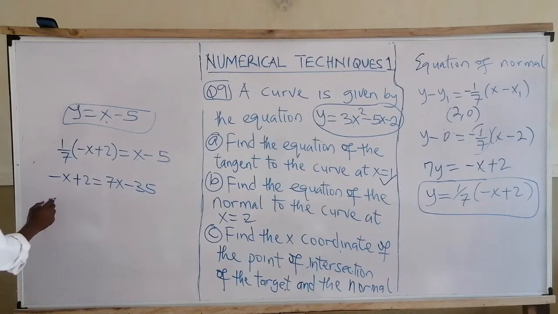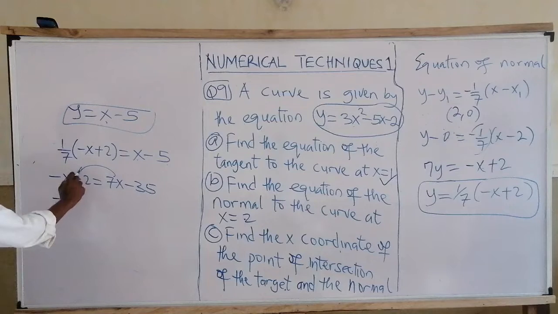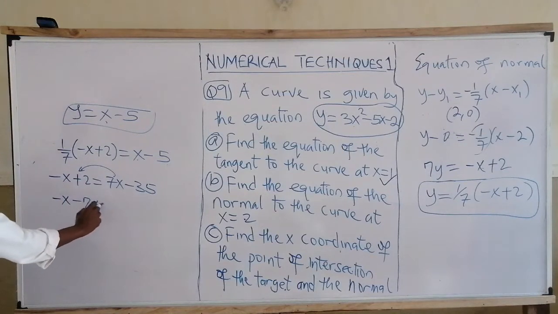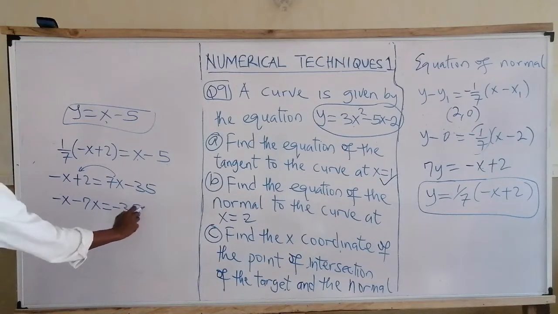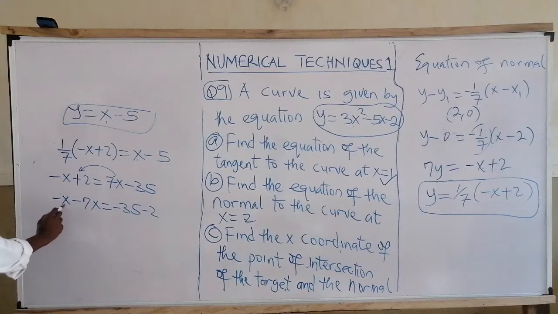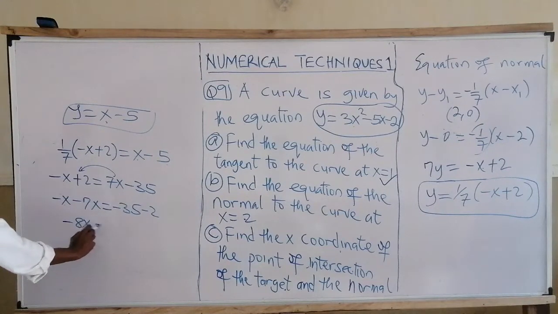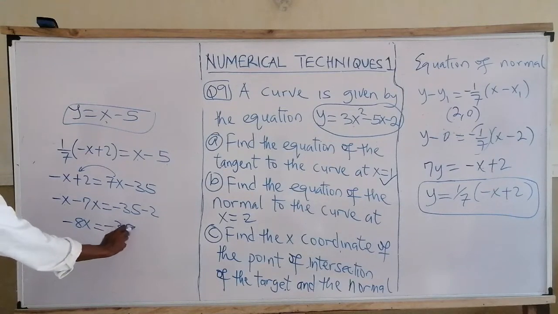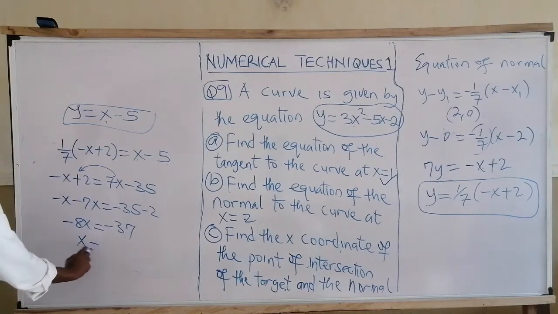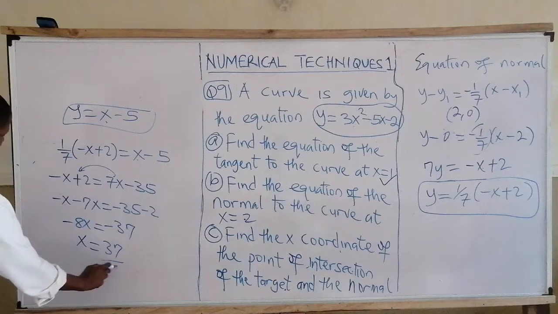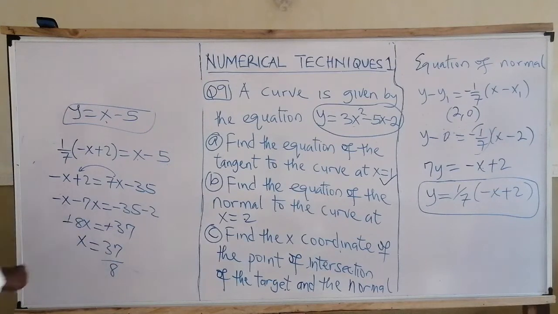Collect like terms. So that will be minus x, move this one to the other side: minus x minus 7x equal to minus 35 minus 2. So this one and this one, minus 8x equal to minus 37. So x is equal to 37 over 8, the minus signs cancel out. Okay, so that's that question.